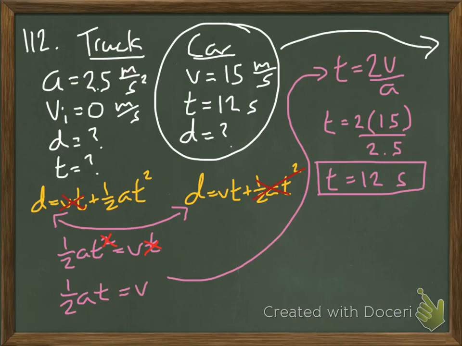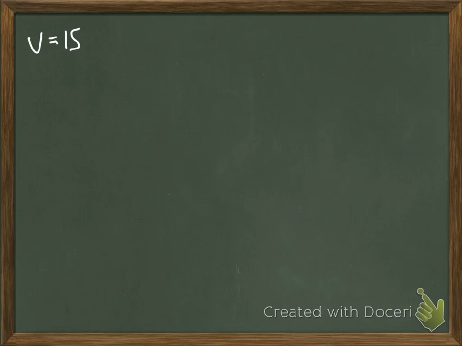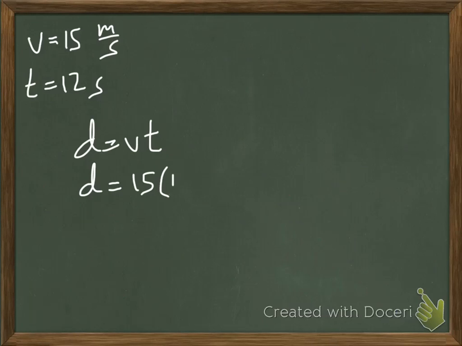Now, we know the time, and we need to know the distance. You can plug into either one to get the distance. I circled the car because that's easier. There's no acceleration, so it'll be easier to find the distance. So I'm going to go on to the next page and solve for the distance using the car. You could use the truck, you will get the same exact answer, but I'm going to use the car because it's easier. We have our velocity and our time, so we can simply multiply them together to find the distance.